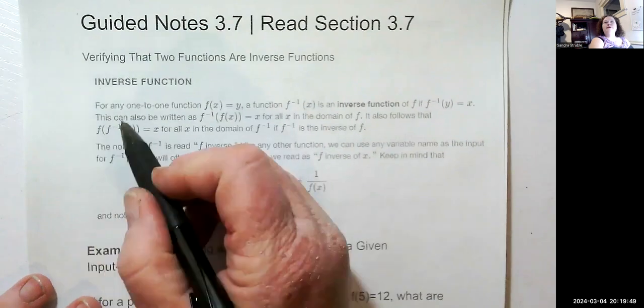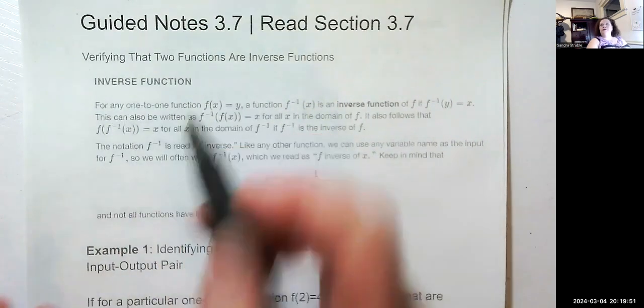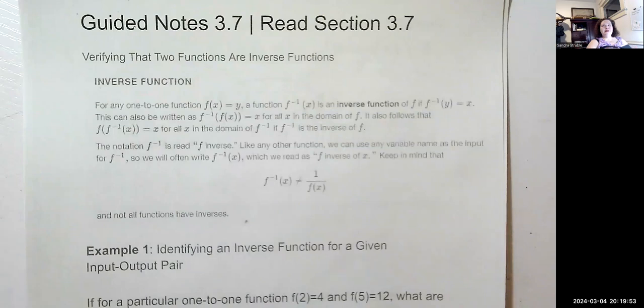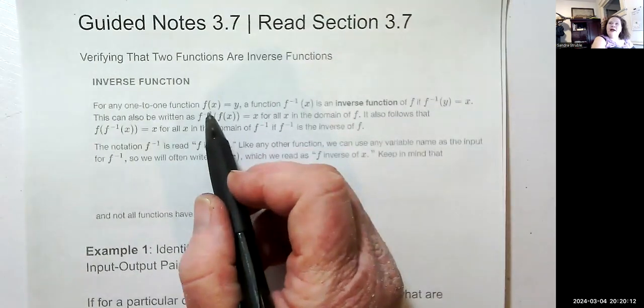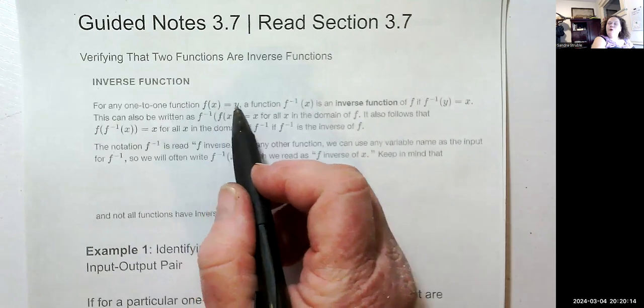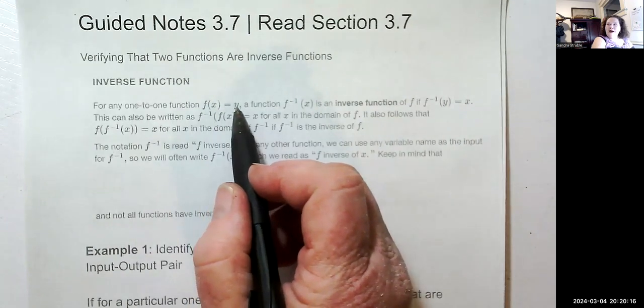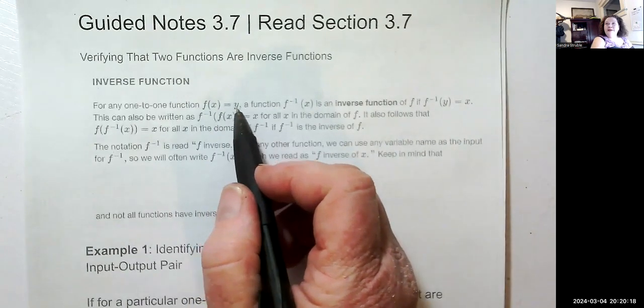All right, so for any one-to-one function, we've already discussed what a one-to-one function is. It has to be a function first, and then for every item in the domain, there's only one item in the range, and for every item in the range, there's only one item in the domain. For everything to be one-to-one. So I've been telling you for a while now that f of x is equal to y. Keep that in mind, we're going to use that quite a bit this time.